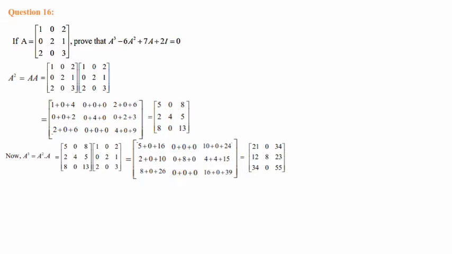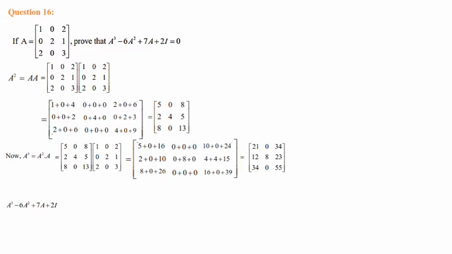Let's go for addition. 5 plus 16, 21. Here entire term is 0. So 10 plus 0 plus 24, that is 34. Then 2 plus 10 is 12. 8 plus 0 is 8. 8 plus 15 is 23. Then 8 plus 26 is 34. Here entire term is 0. Then 16 plus 39 is 55. So we have got A cube also. All the requirements we have calculated.